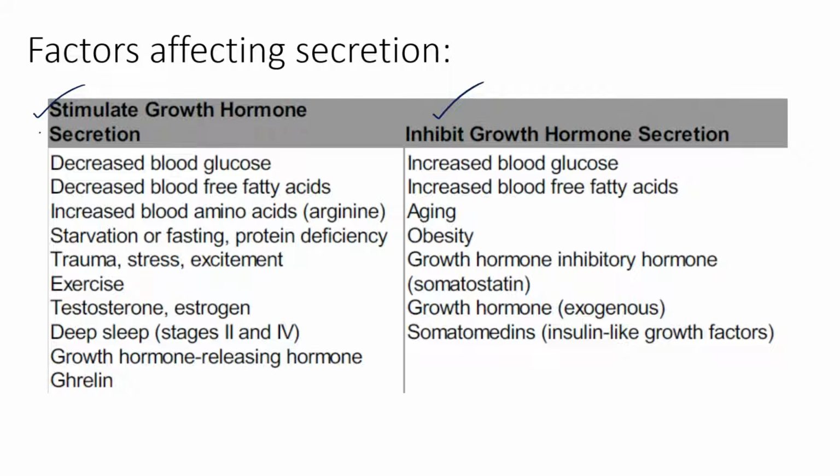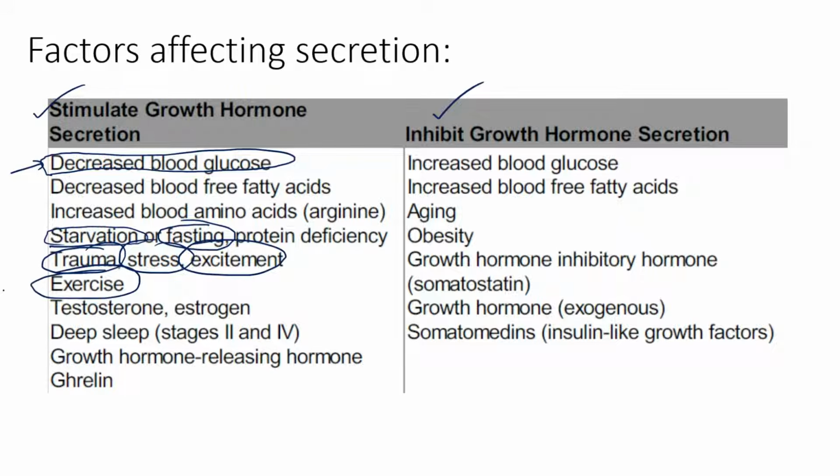And one of the most potent factors which stimulates the growth hormone secretion is the decrease in the blood glucose level, or hypoglycemia. Okay, any condition which decreases the blood glucose level, like starvation, fasting, trauma, stress, excitement, or even exercise. All these things are going to cause a reduction in the blood glucose levels, and hence they are going to stimulate the growth hormone secretion.